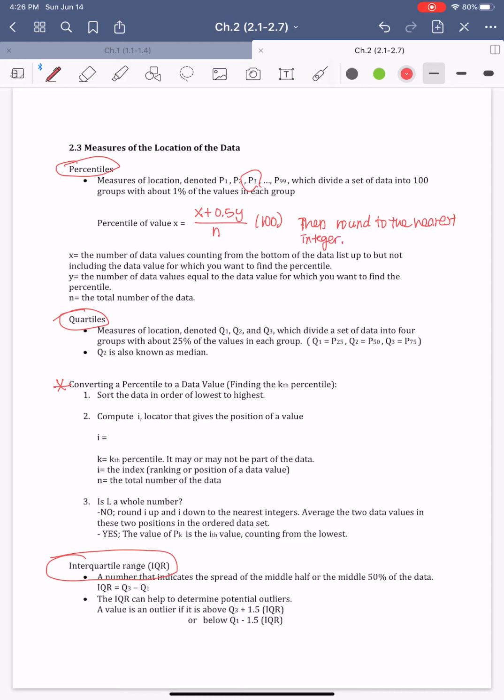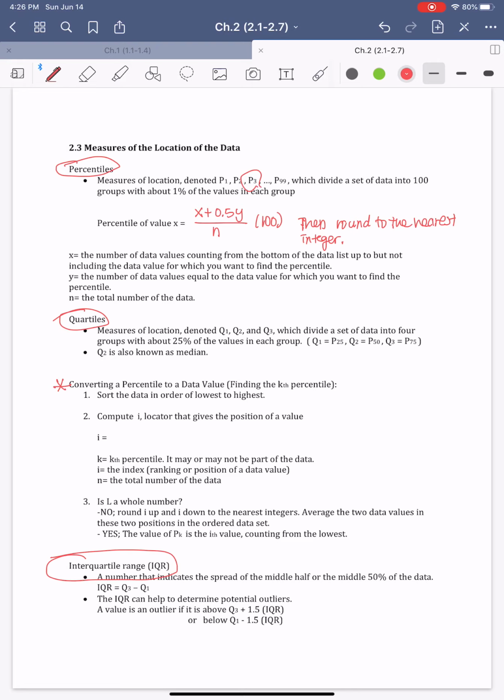Okay. What does X represent? It's the number of data values counting from the bottom of the data list up to, but not including, the data value for which you want to find the percentile. Y represents the number of data values equal to the data value for which you want to find the percentile, and n represents the total number of values.